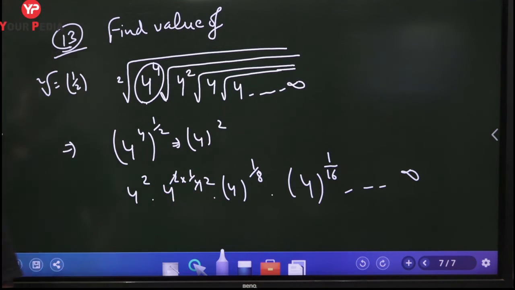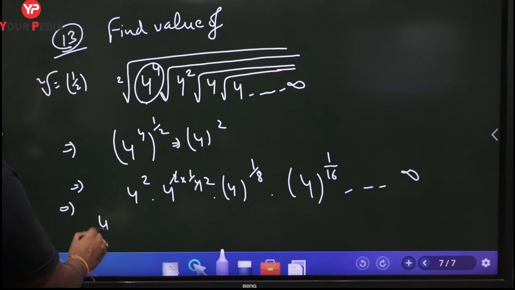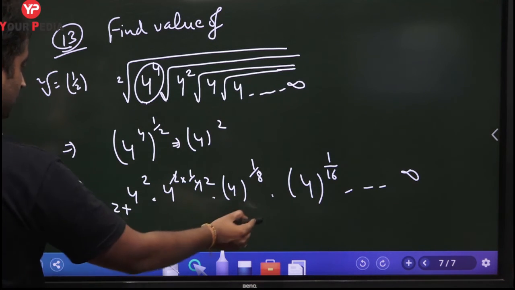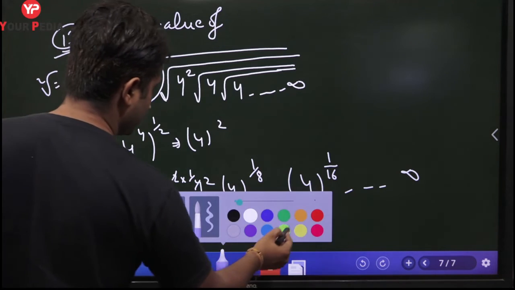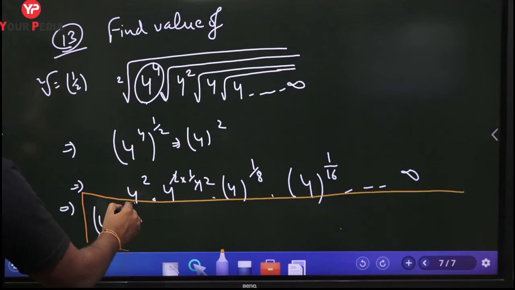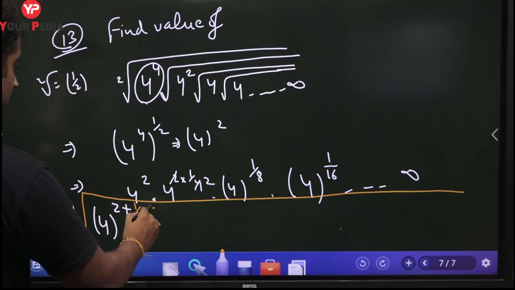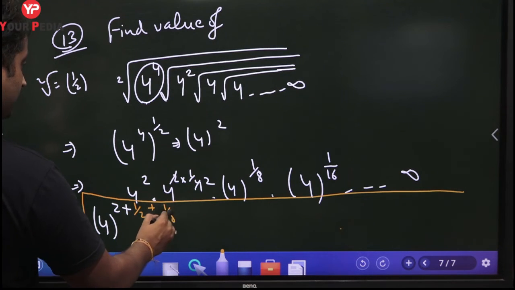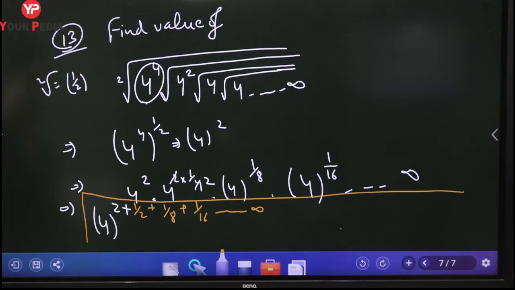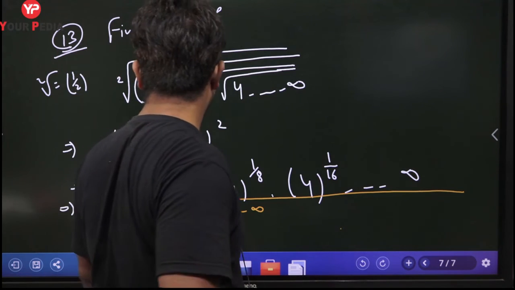Haan jee. 2 into 1 by 4, so that is 1 by 2. Okay, so now the base is the same, so that is 4. Just write the powers, 2. Power will get added up. 2 plus 1 by 2, this is 1 by 2 plus further, that is 1 by 8 plus 1 by 16 up to infinity. 2 plus 1 by 2 plus 1 by 8 plus 1 by 16.